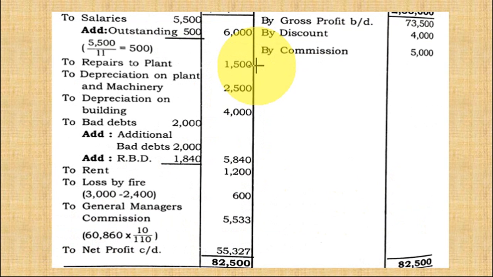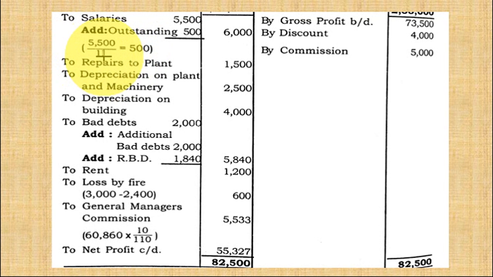Okay, let us prepare the profit and loss account now. Salaries, 5,500. So salaries they have given, and outstanding salary. So what have they given in the outstanding salary? They told us 1 month salary was outstanding, but they haven't given the amount. So how can we find out? For 11 months, 5,500. For 1 month, how much?